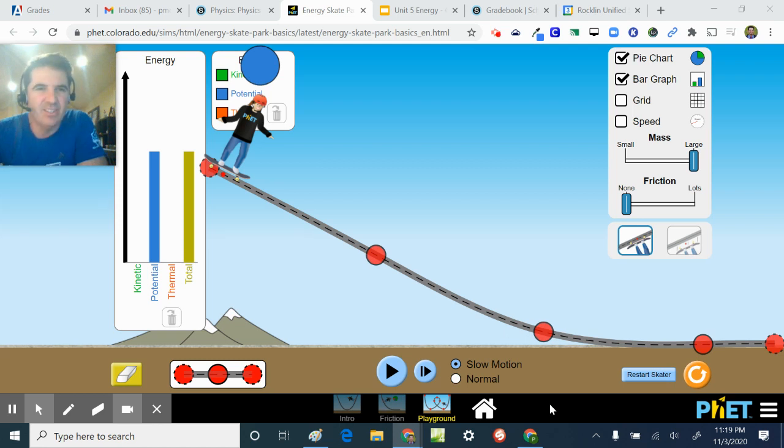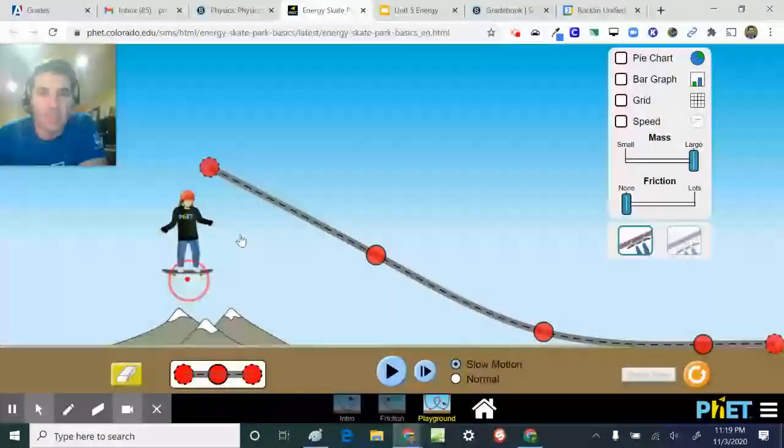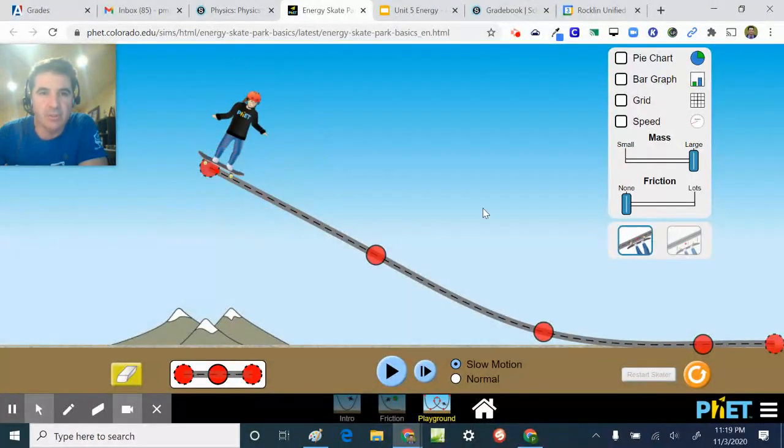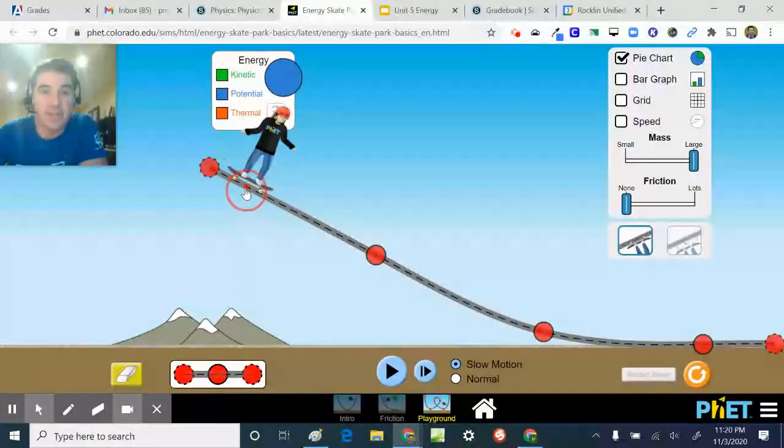Okay, so this part of the unit, we're talking about the laws of conservation of energy. And I have a skater here, and I have both a bar graph and a pie chart to kind of describe what we're doing with this skater. And so I'm going to put the skater at the top of the hill, and the pie chart is basically going to say that the higher I put the skater, the more energy they're going to have.